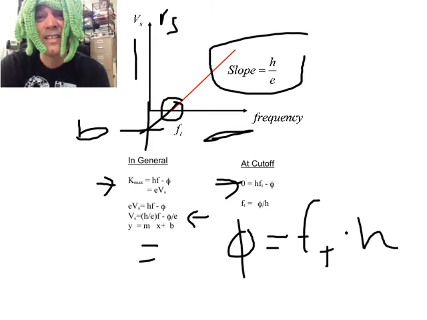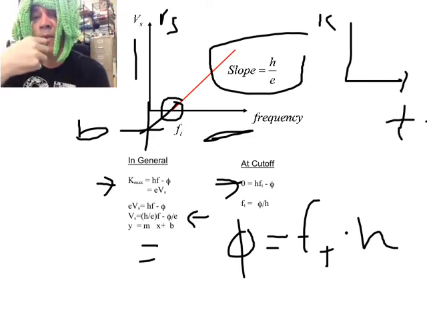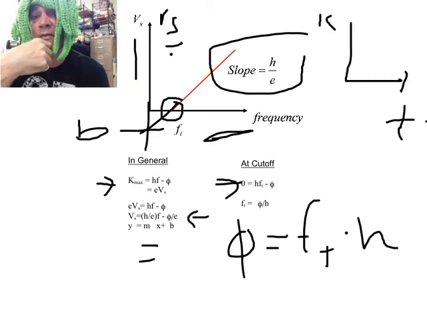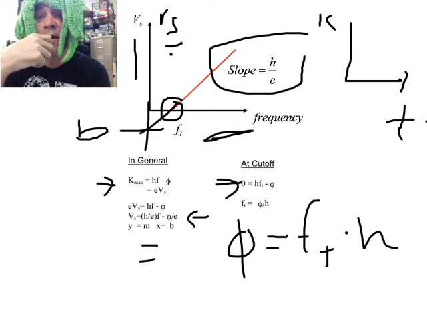So you can find a lot of stuff from this graph, and they give you this graph a lot. Realize also they could sometimes give you instead the K versus frequency. That's even easier because then my slope is going to be Planck's constant and my intercept will be phi itself. But usually they do this one since that's the thing that you actually find, the stopping potential.